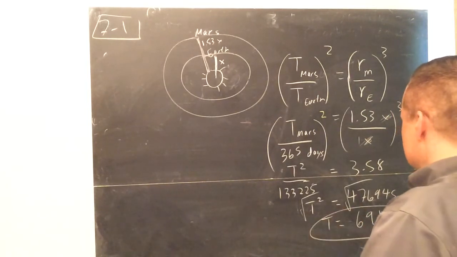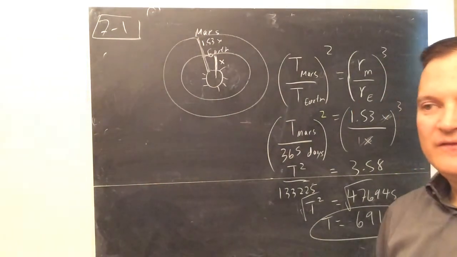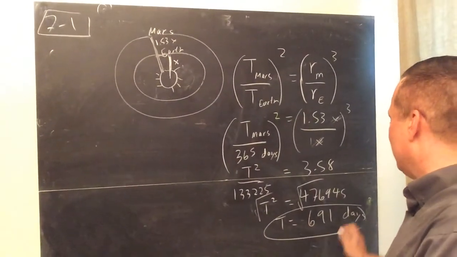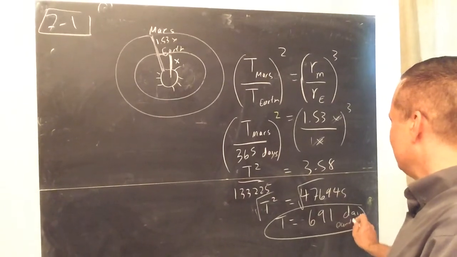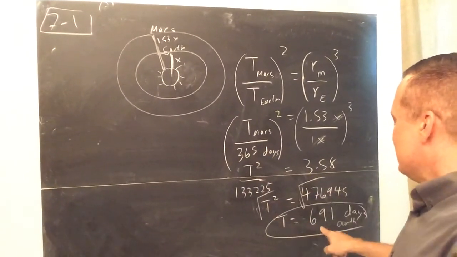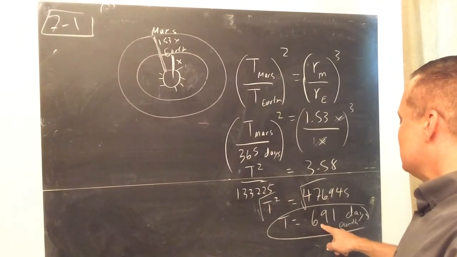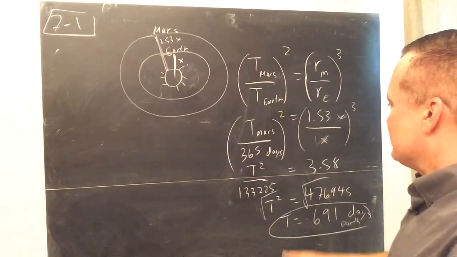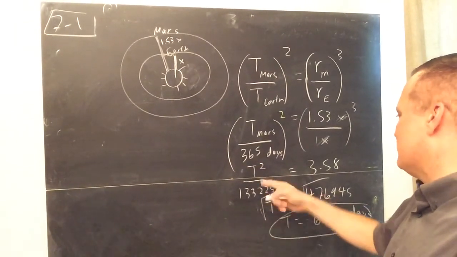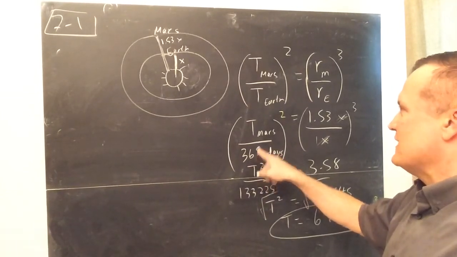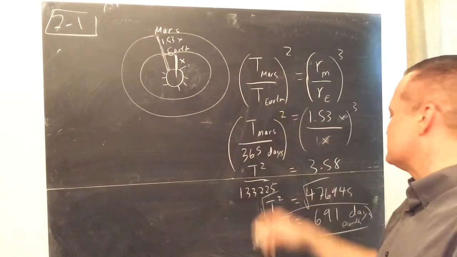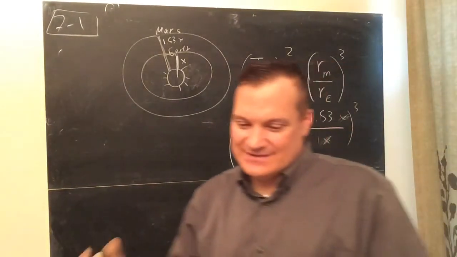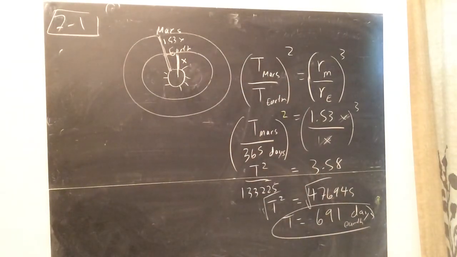So that makes sense. Mars is farther away from the sun than the Earth is. So it takes 691 Earth days, because we used 365 Earth days. It takes 691 days for Mars to take one complete orbit around the sun. So think about that. It's close to twice, but not quite twice, what the Earth takes. Us, 1 year, so it almost takes 2 years to go around. 691 divided by 365 is 1.9 years for Mars to go around.